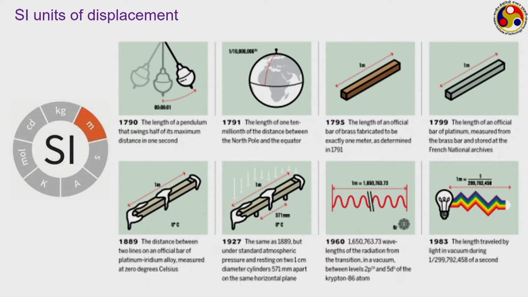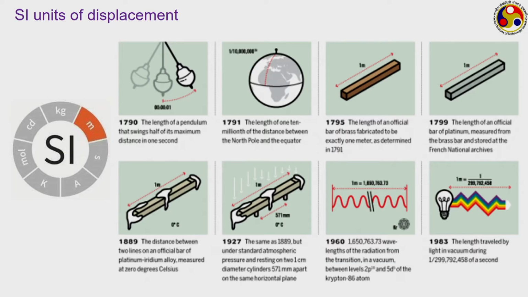But it soon changed to define the value of 1 meter in terms of some distance along the periphery of the earth. Actually, it was measured as the distance between the North Pole and the equator, and 1 by 10 millionth of that distance was identified as 1 meter, because the distance was measured as approximately 10 million. That again changed very quickly. Around 1795, the length of an official bar of brass was fabricated to be exactly 1 meter.